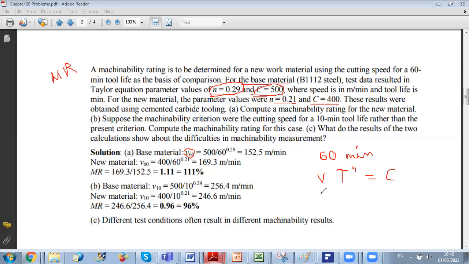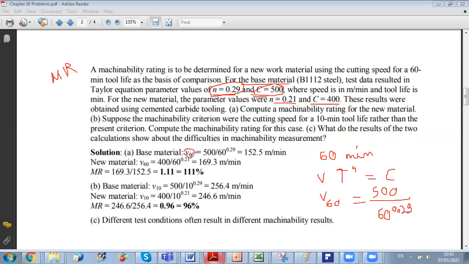So we can say that V corresponding to a tool lifetime of 60 will be equal to C over T to the power N. C here is 500 for the base material, over the tool life, which is 60 minutes, to the power N, which is 0.29. In this way, we can calculate the cutting speed of this base material, which corresponds to a lifetime of 60 minutes.